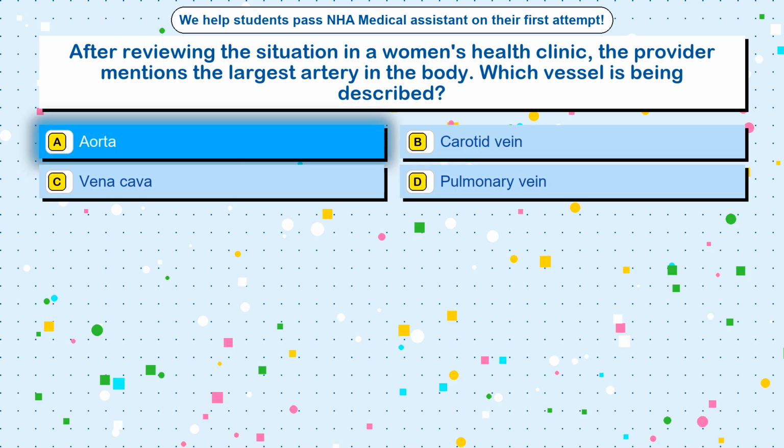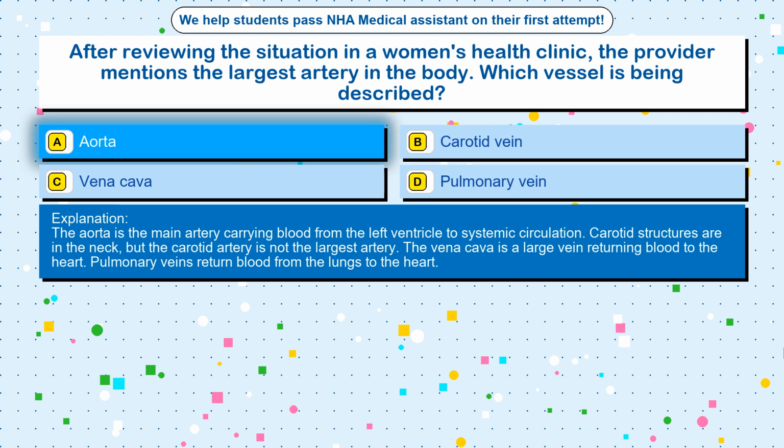The correct answer is option A, aorta. The aorta is the main artery carrying blood from the left ventricle to systemic circulation. Carotid structures are in the neck, but the carotid artery is not the largest artery. The vena cava is a large vein returning blood to the heart. Pulmonary veins return blood from the lungs to the heart.